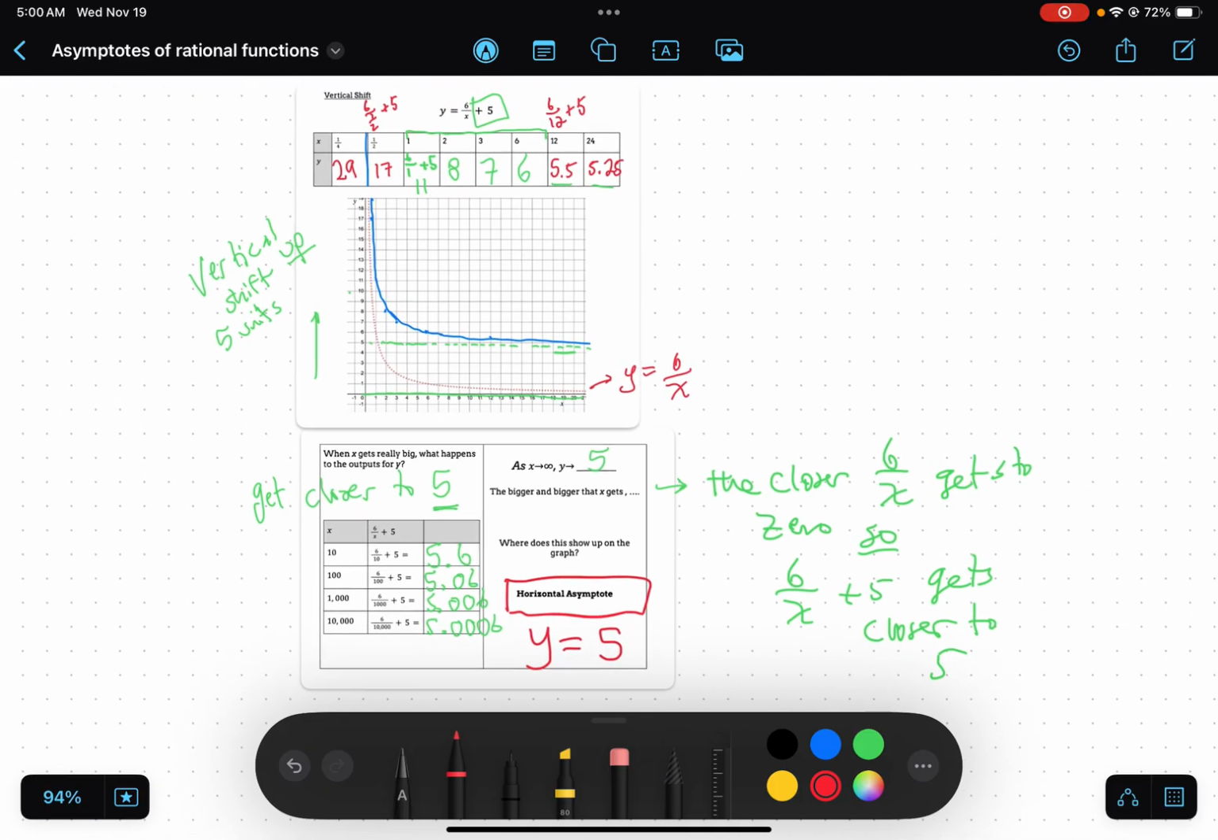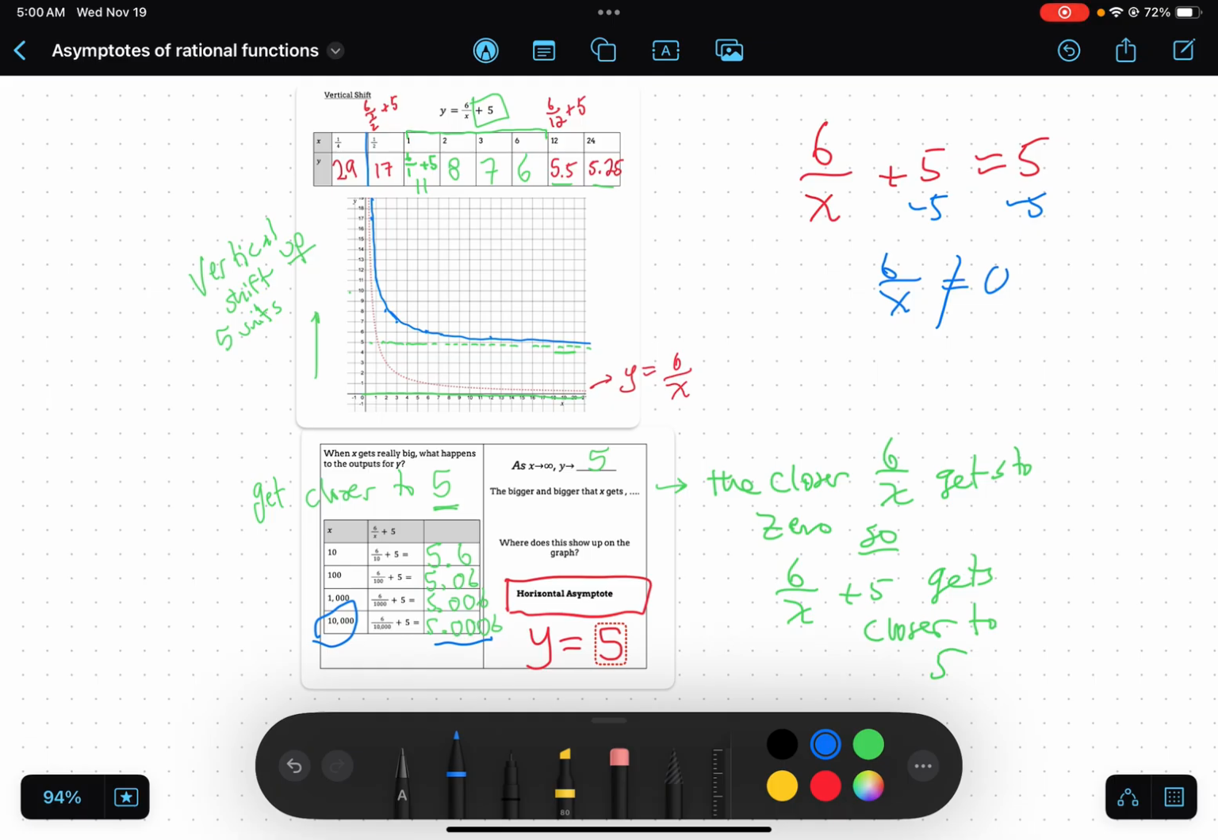What's important to know is that my output's never going to equal 5. So 6 divided by x plus 5 will never equal 5. Why not? Let's pretend we're solving that equation. I'll subtract 5 from both sides. And so 6 divided by x would have to equal 0. But we know there's no number you can put in for x that will make this equal to 0. So that's not possible. So I can never get 5 as my output. But the bigger my x gets, the closer my answer gets to 5. And so that's why 5 is called the horizontal asymptote.